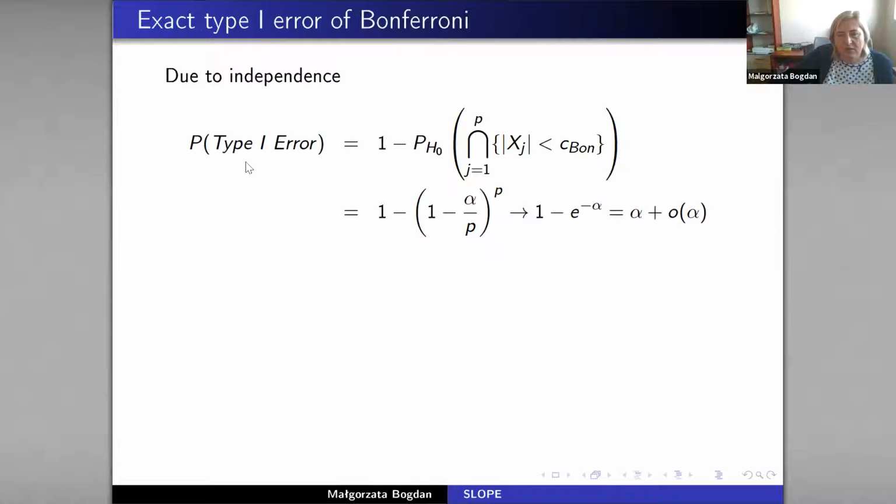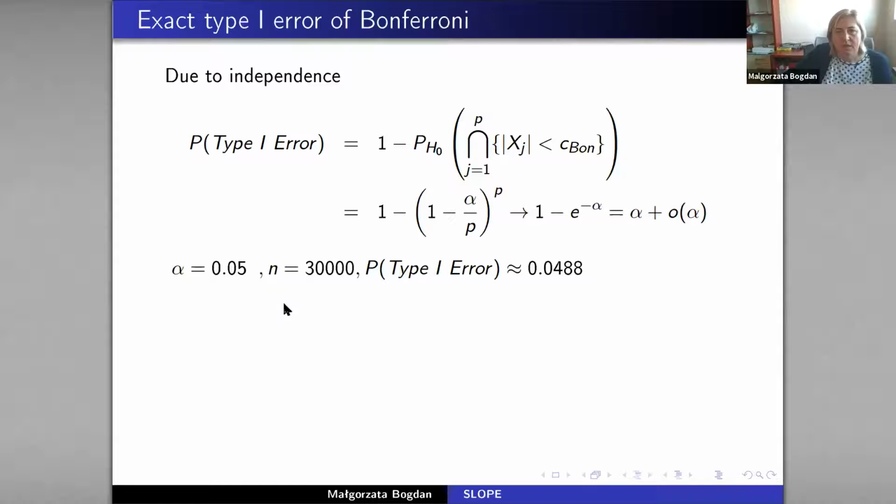But interestingly, when you have independent tests, then the probability of type 1 error of Bonferroni is actually very close to the alpha level when p is large. This is a simple calculation which shows this: when your alpha is 0.05 and you do 30,000 tests, like what we often do in, sorry, it should be p, not n. So p is 30,000, which we often have in genetic studies. If you do Bonferroni, if tests are independent, then your probability of type 1 error is very close to 0.05.